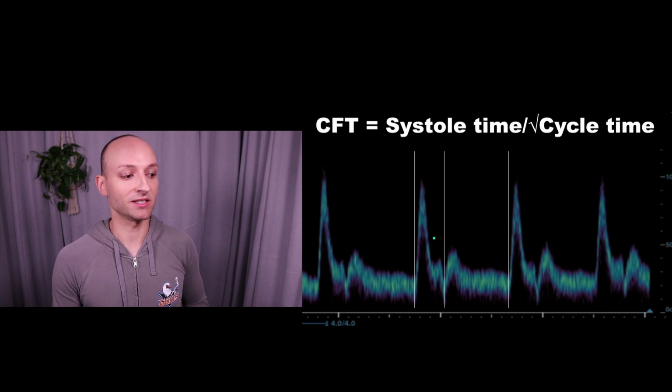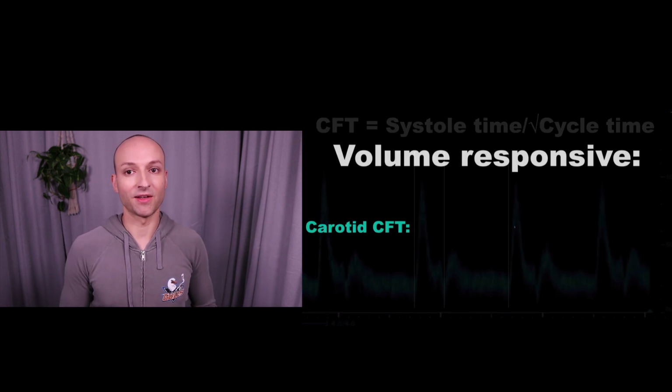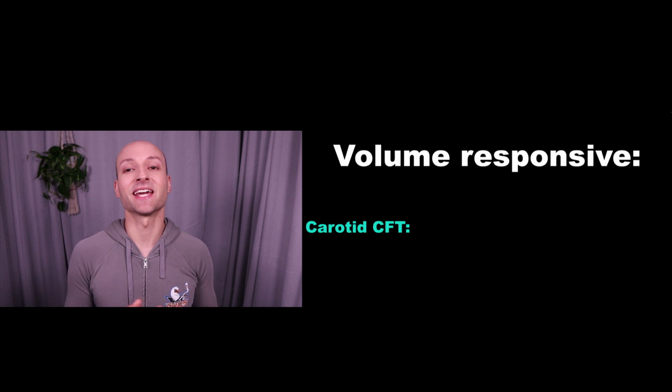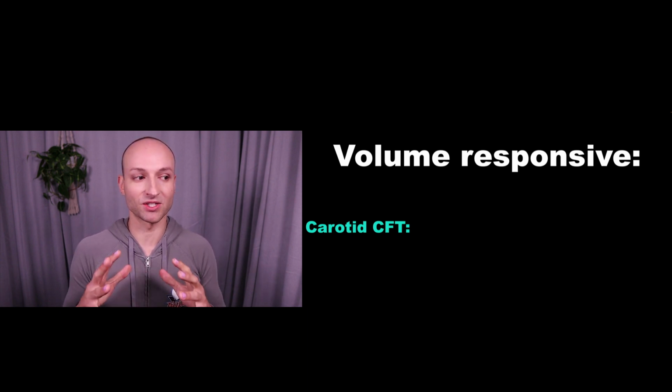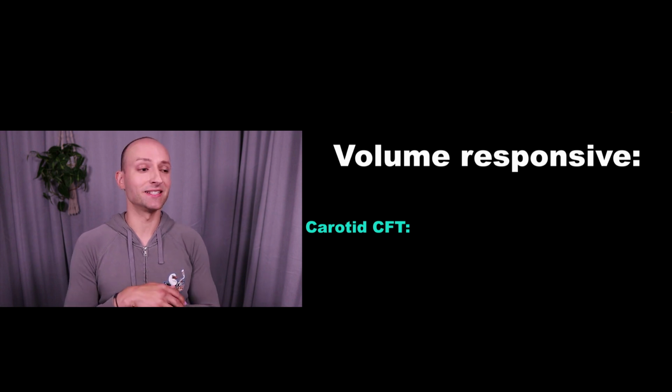So you take the systole time over the square root of the entire cycle time, and that'll give you a corrected flow time. Now the data here, I mean, it's insane because it should be awesome. Like, oh my gosh, it's amazing. We don't have to worry about Doppler angle, but the data is not great.